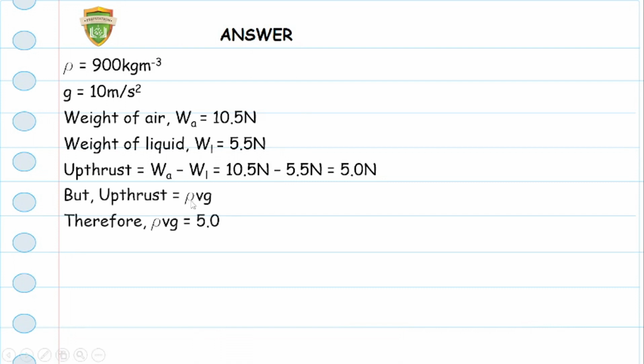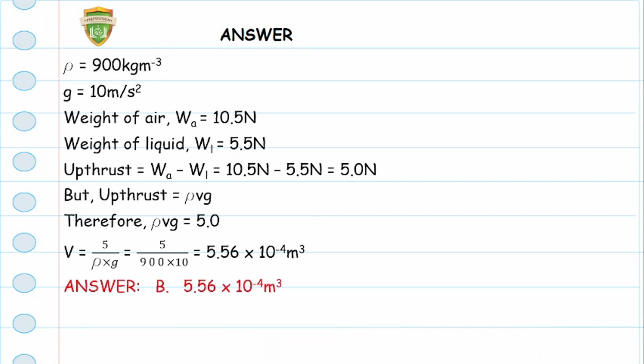But we also know that the formula for upthrust is density multiplied by volume multiplied by acceleration due to gravity. That means this formula, which is also upthrust, will be equal to the upthrust which we've calculated here to be 5. And so if we make the volume the subject of the formula, then V is equal to 5 all over density times acceleration due to gravity. We know that our density was given as 900, and acceleration due to gravity is 10. When you solve this, you get the answer 5.56 times 10 raised to power minus 4 meter cube. And that is option B.